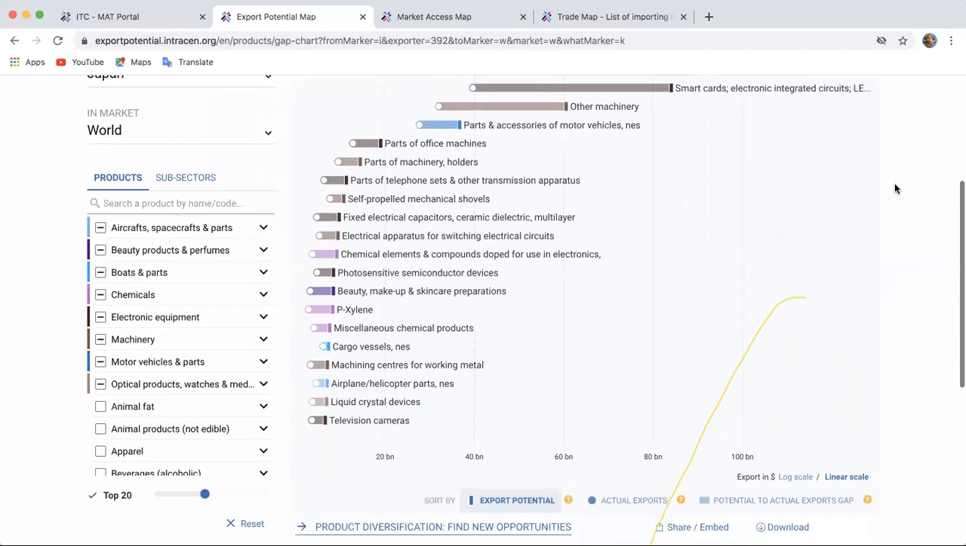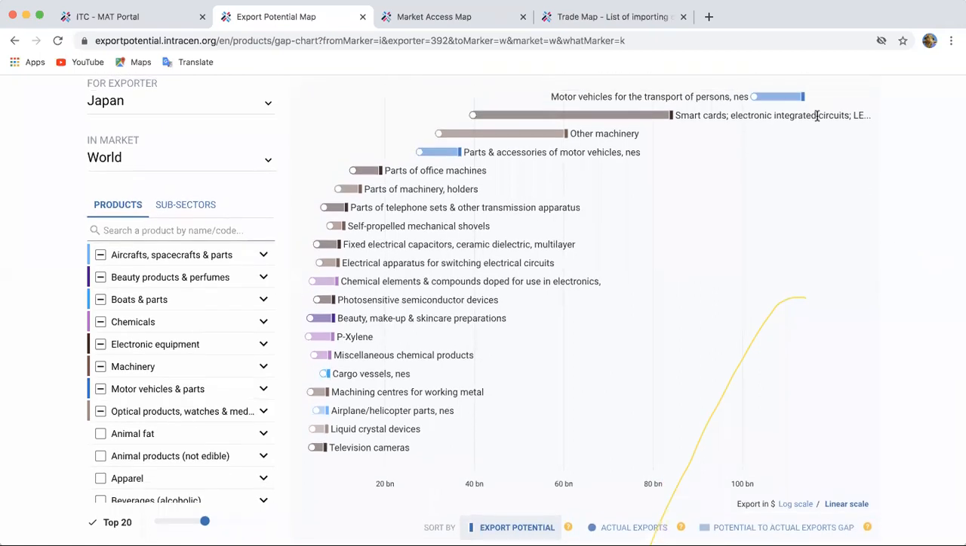If you go down, you can see that the little blocks are the ones that show export potential. So like the little blue bar here is the export potential. The brown little bar here is the export potential. The white circles are the actual exports. So the line in between these two is the potential that has not been realized yet.